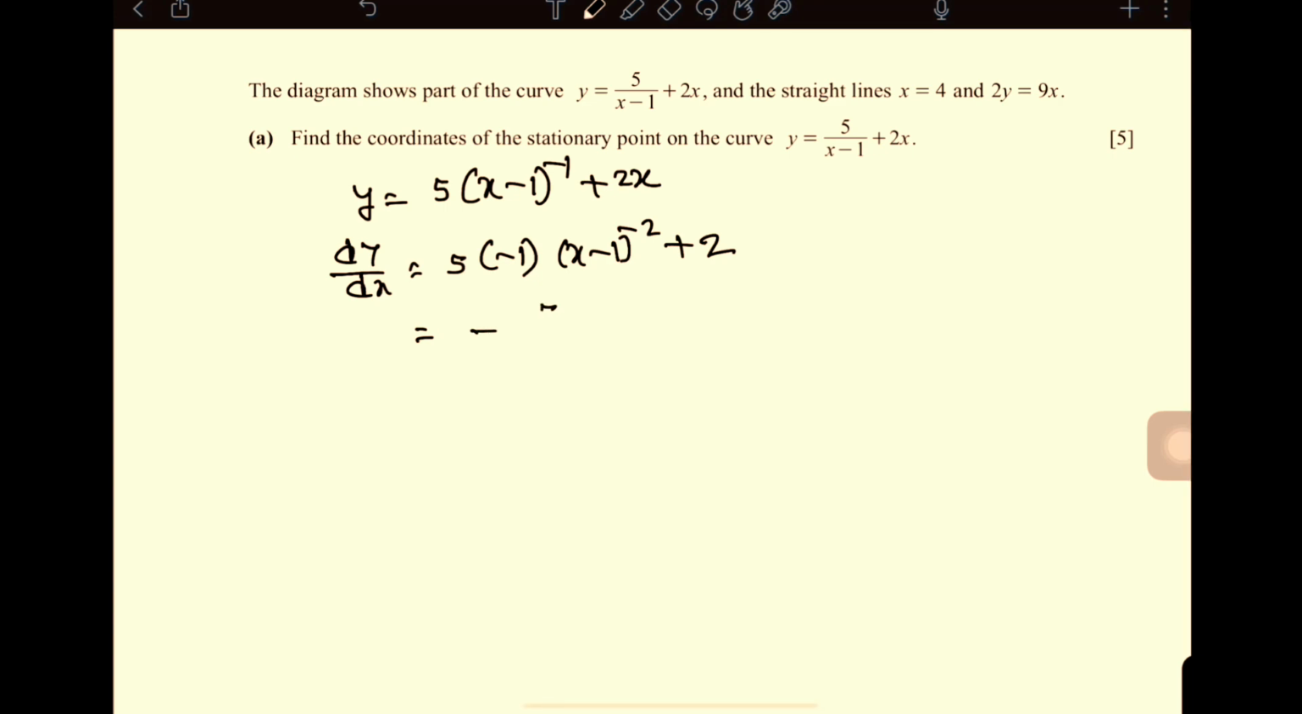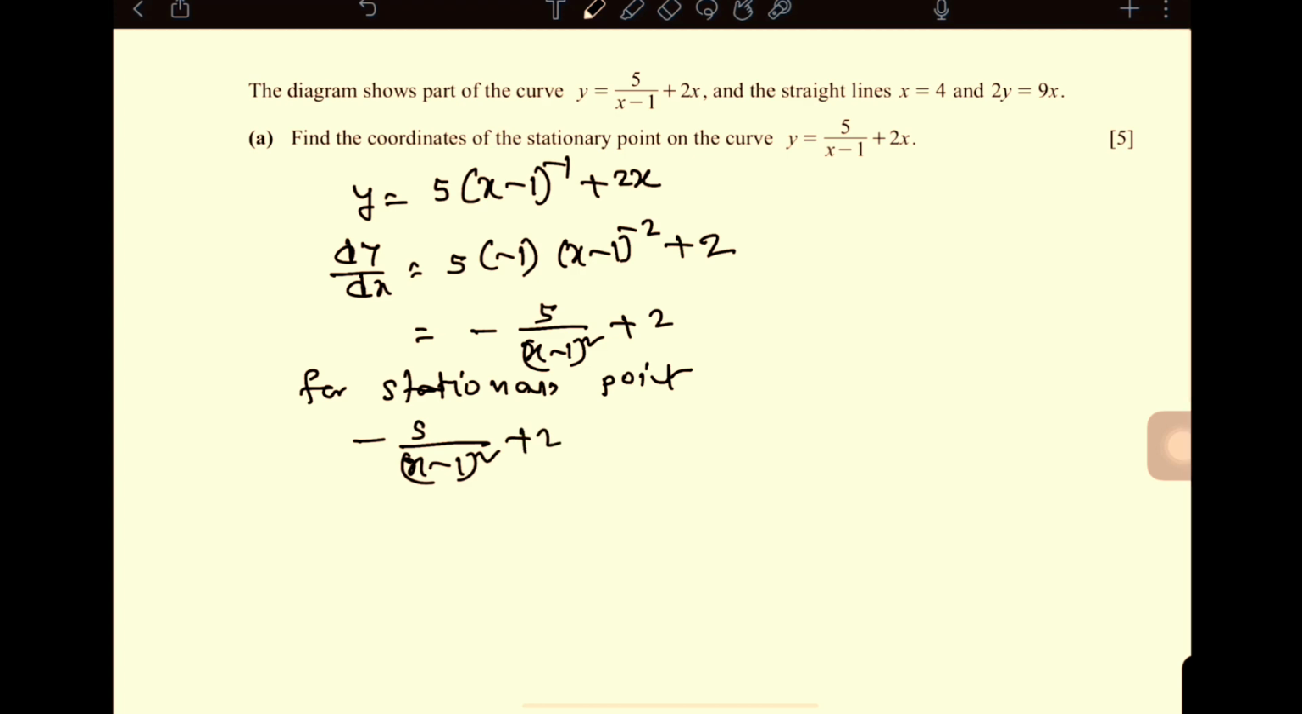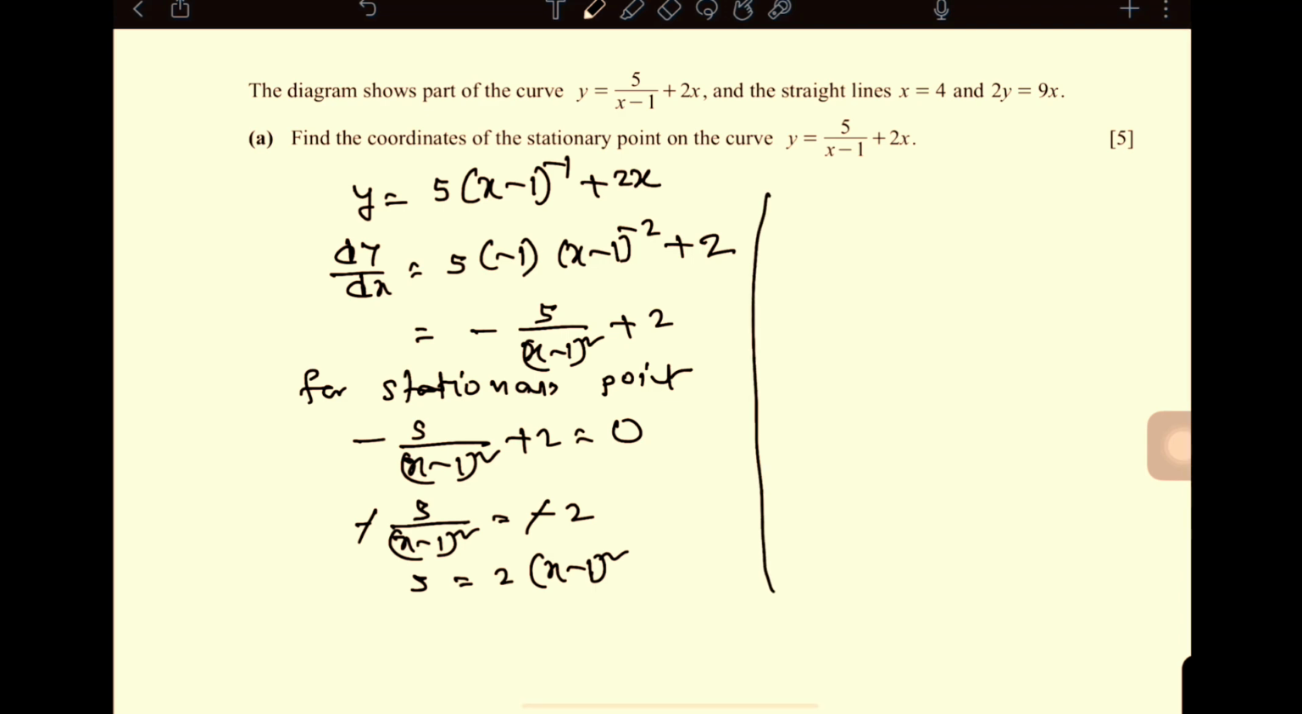We can write this one as 5 by x minus 1 whole square plus 2. Stationary point: minus 5 by (x minus 1) whole square plus 2 equals 0. Minus 5 by (x minus 1) whole square equals minus 2. Minus is cancelled from both the sides. 5 equals 2 (x minus 1) whole square. It's not necessary to use formula here. So (x minus 1) whole square equals 5 by 2.